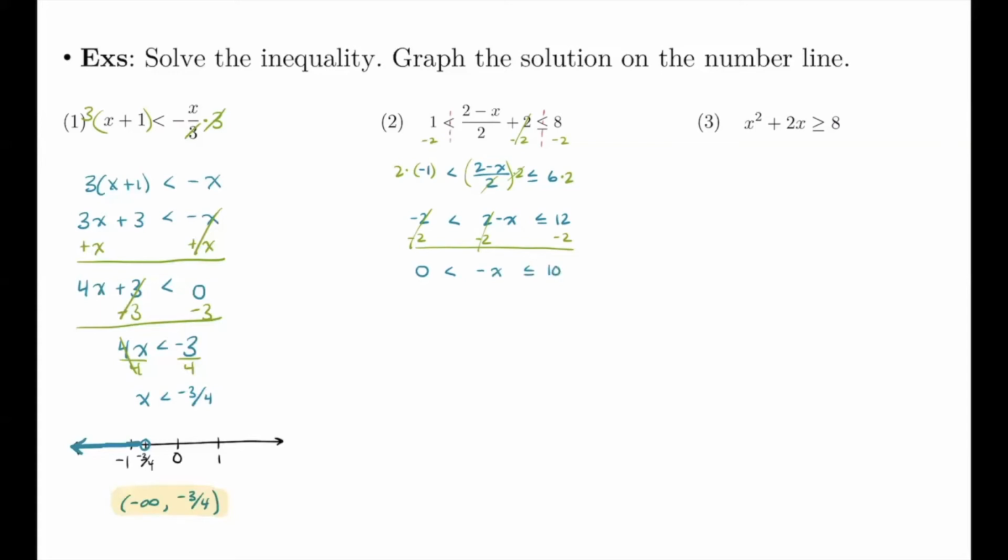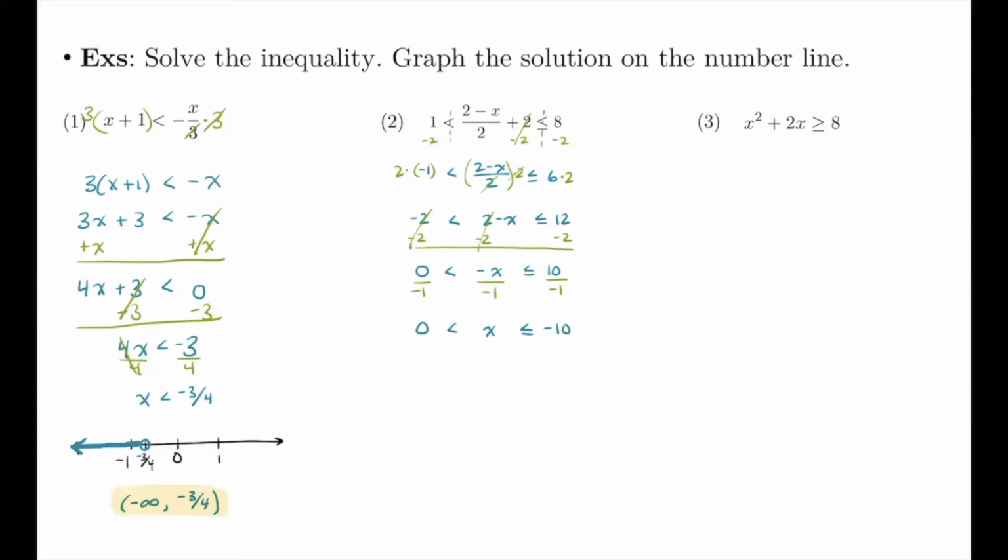We're so close. We've got -x in the center, though. We do want to get a positive x there. So the very last thing to do is divide everything by -1. So that -1 divided by -1 gives us positive 1x in the center. 0 divided by anything gives us 0, so we still have 0 on the left. And 10 divided by -1 gives us -10. Okay, so here's our inequality solution.